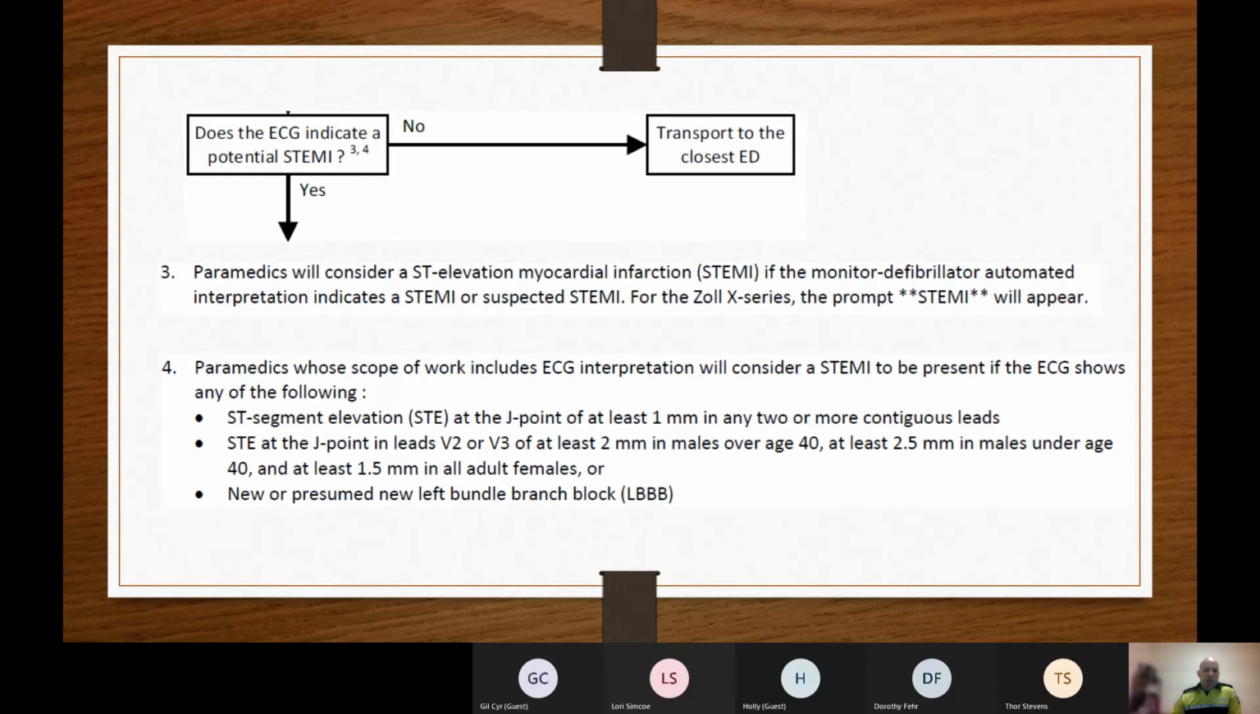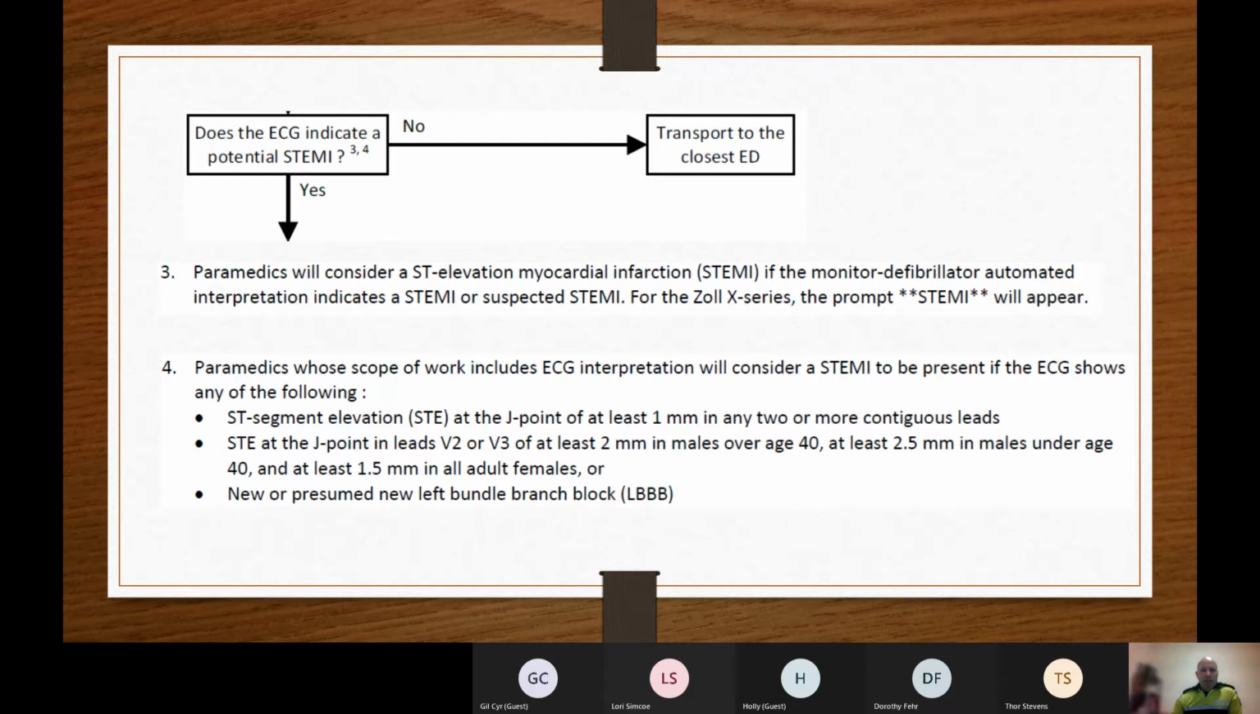If you are able to interpret your ECG, we want to contact the cardiologist if there is ST segment elevation at the J point of at least 1 millimeter in any two or more contiguous leads. What that means is it has to be the same anatomical region of the heart. If you notice in lead 2 there's some ST elevation, and in V1 there's some ST elevation, those are different parts of the heart, so that's not contiguous leads. If you notice ST elevation in leads V1, V2, V3, absolutely, we're going to contact the cardiologist.